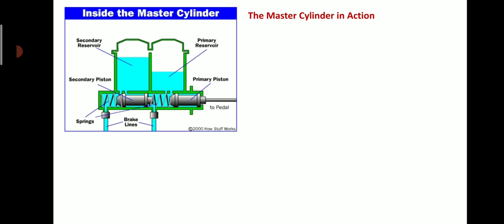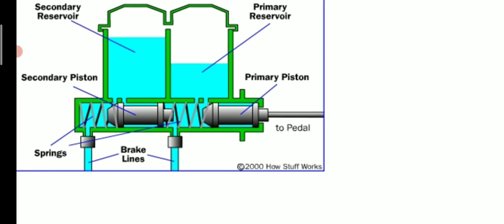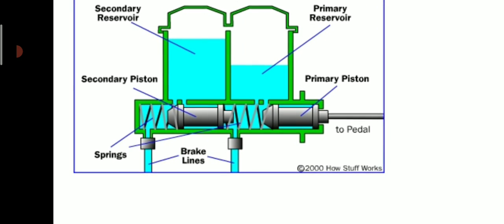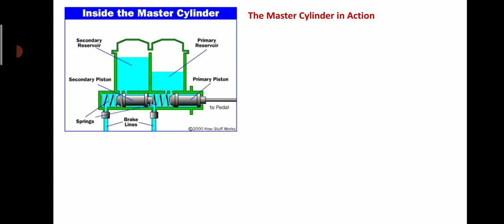What is inside the master cylinder, you will see here. There is a primary piston, a secondary piston, a primary reservoir, a secondary reservoir. This primary piston is connected to the pedal. Then you will see there are springs and brake lines. How does the master cylinder work in action?